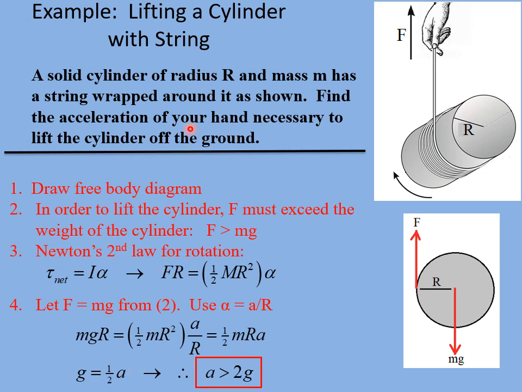And remember, we're trying to solve for what is the acceleration of your hand necessary. So solving this for a would be equal to 2g, but remember that it has to be greater than or equal to this. So our final answer is this. In order to lift up this cylinder with the string wrapped around it, we have to accelerate our hand greater than 2 times the acceleration due to gravity, where g, of course, is 9.8. If you're curious about this, you can try this at home with a solid cylinder like a can of beans or something like that would probably work.